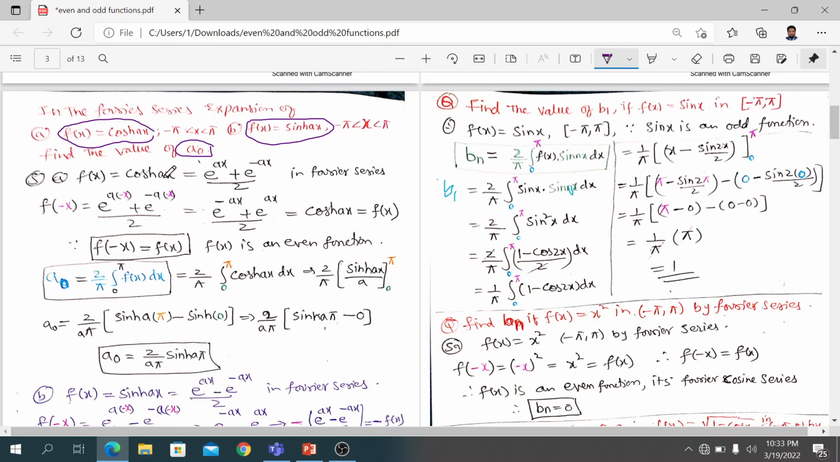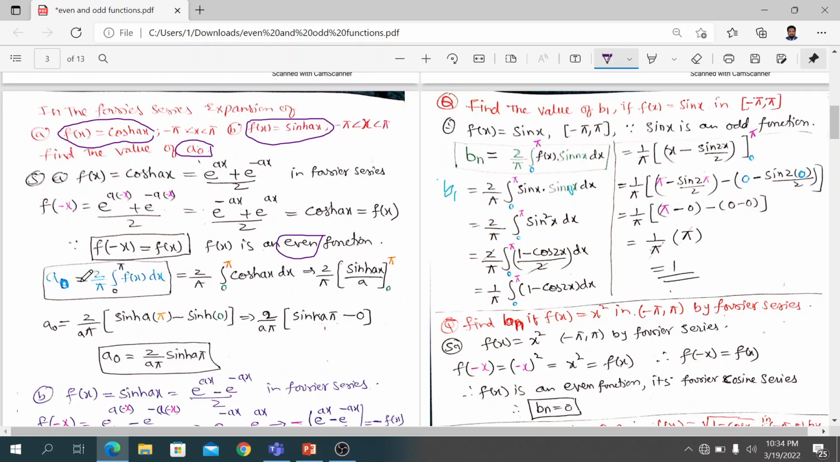What is the cos ax formula? e power of ax plus e power of minus ax by 2. Now let us check f of minus x. So e power of a into minus x plus e power of minus a into minus x, that is e power of minus ax plus e power of ax. Same, it is cos ax, nothing but f of x. So f of minus x is equal to f of x. It means it is an even function.